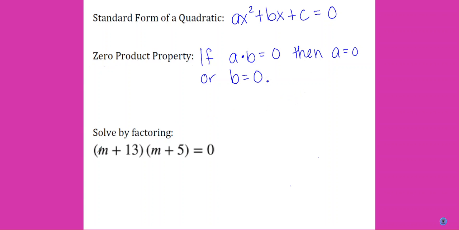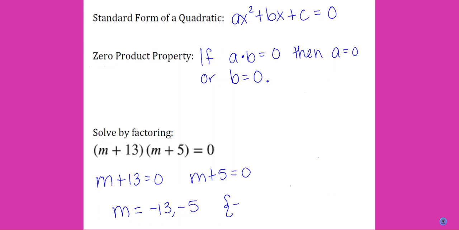So for example, we have m plus 13 being multiplied with m plus 5. That tells us that either m plus 13 equals 0 or m plus 5 equals 0. That would mean m either equals negative 13 or negative 5. We could also write that as a set in curly brackets.